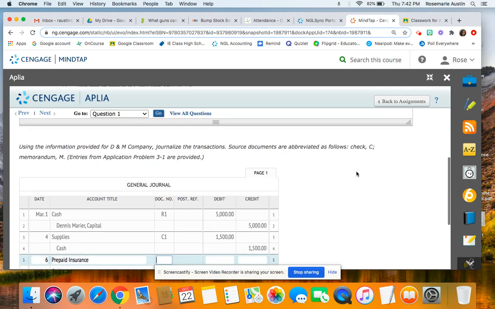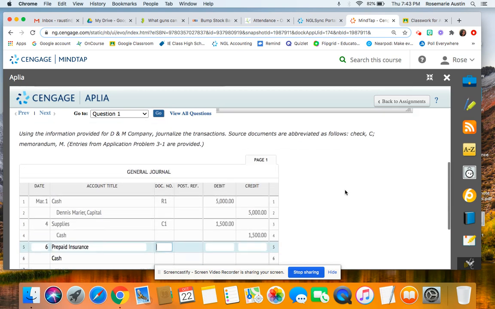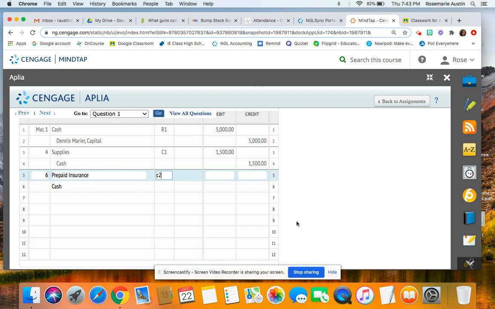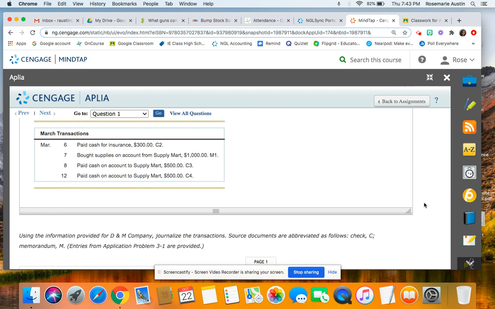All right, scroll back up here and see how much it is. So it's $300, and the source document is check number 2. Okay, so you put C2 in the document number column, and 300 debit to insurance, 300 credit to cash. Okay. Next one, March 7th, bought supplies on account from Supply Mart, $1,000, memo 1.